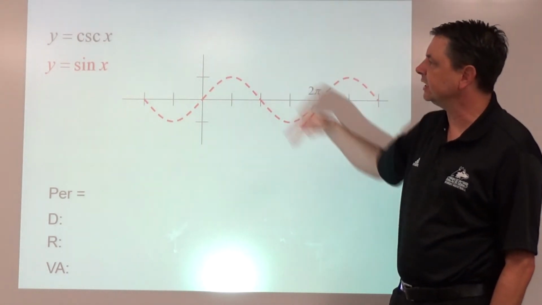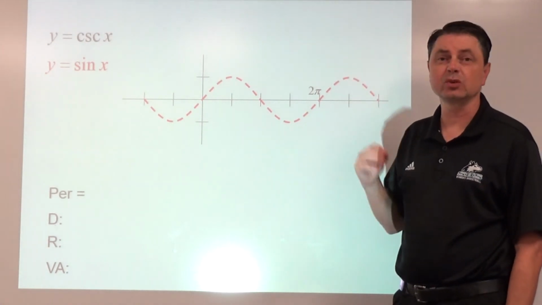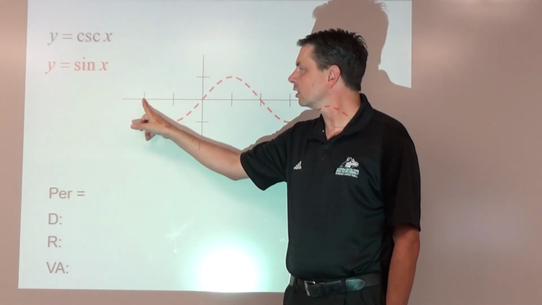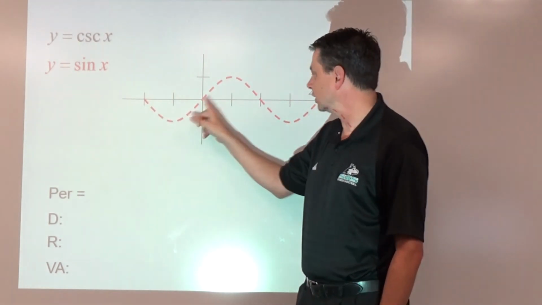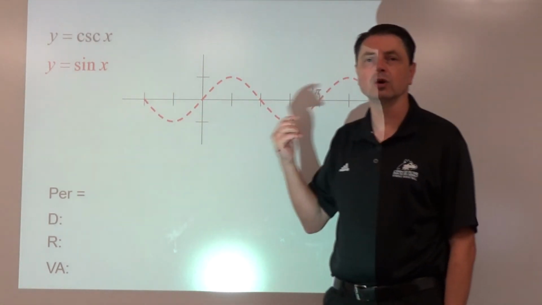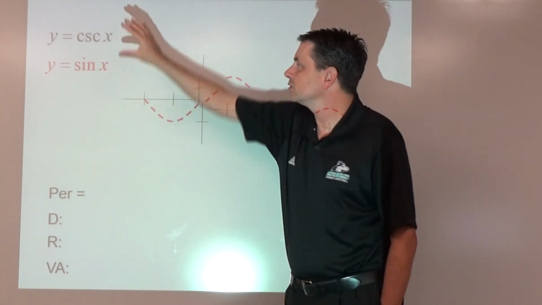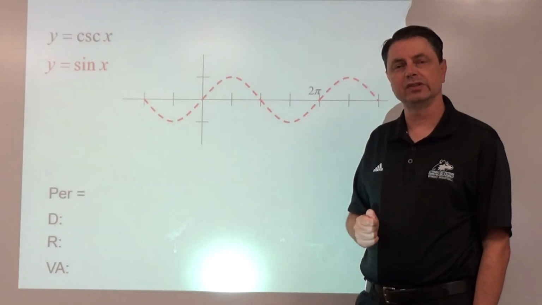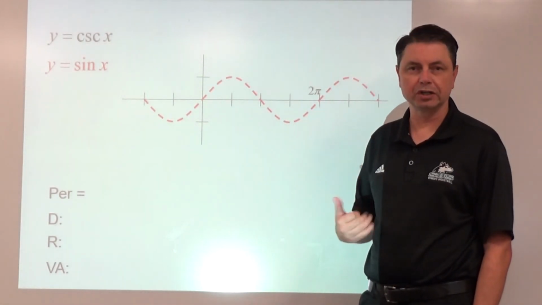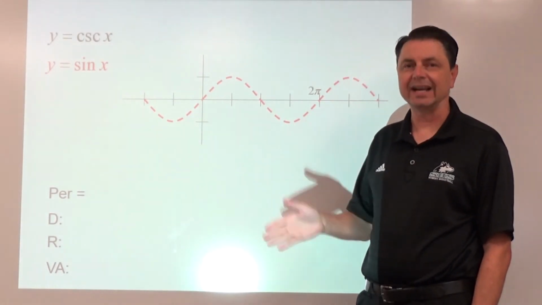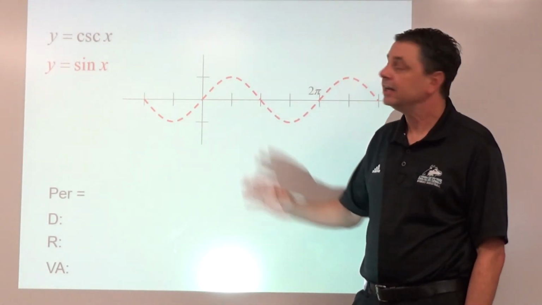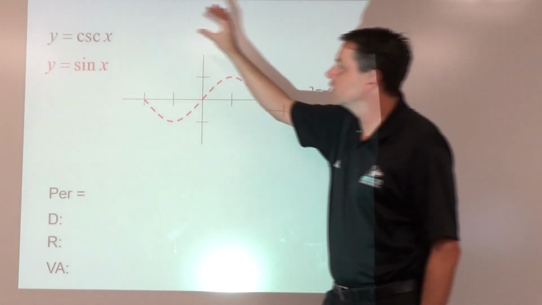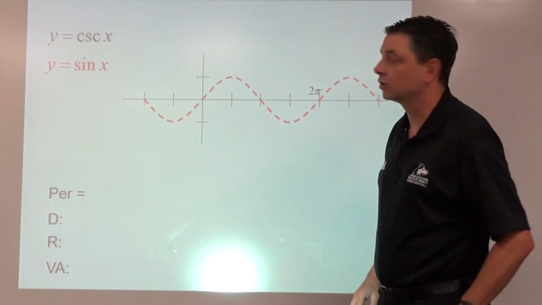And then for cosecant, remember the cosecant is just the reciprocal of all these values. So here, the value there, and here, and here, and here, and here, the value of the sine function is 0. Cosecant is the reciprocal. So if we take the reciprocal, can't take the reciprocal of 0. That would be 1 over 0. Can't divide by 0. That's where we're going to get a vertical asymptote. So everywhere that sine has an x-intercept, cosecant has a vertical asymptote.